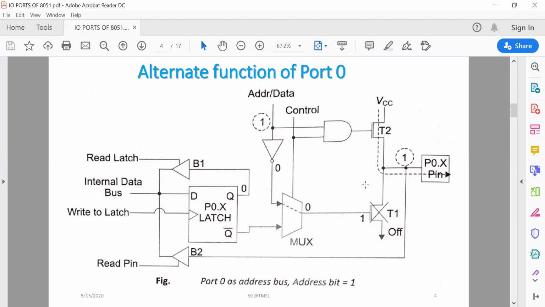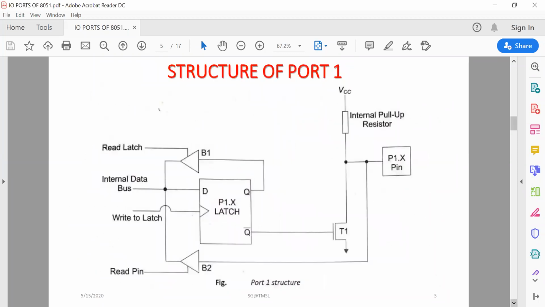Next is port 1. The structure of port 1 is this one. Port 1 is actually a dedicated port which is used as an IO port. It has no alternate functions; in other words, it is not used for any other function except as an IO port. Now the basic operation of port 1.